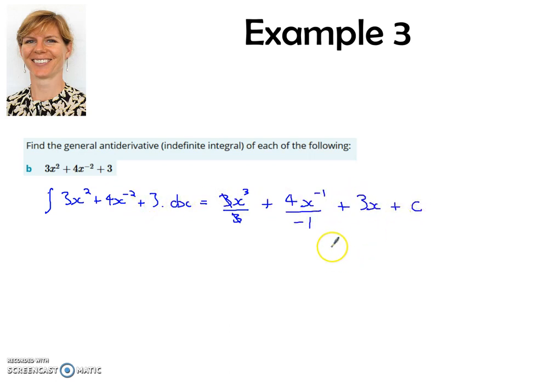When we write that out a little bit more neatly, we have x cubed plus, take 4 over x, plus 3x plus c. Okay, differentiate to check.